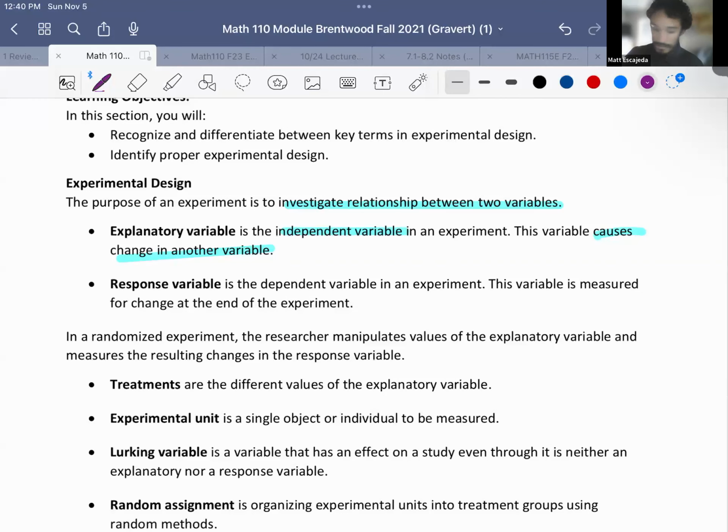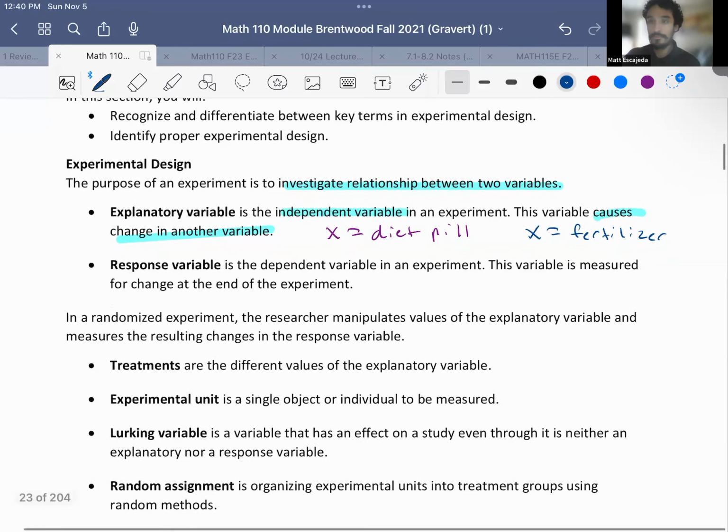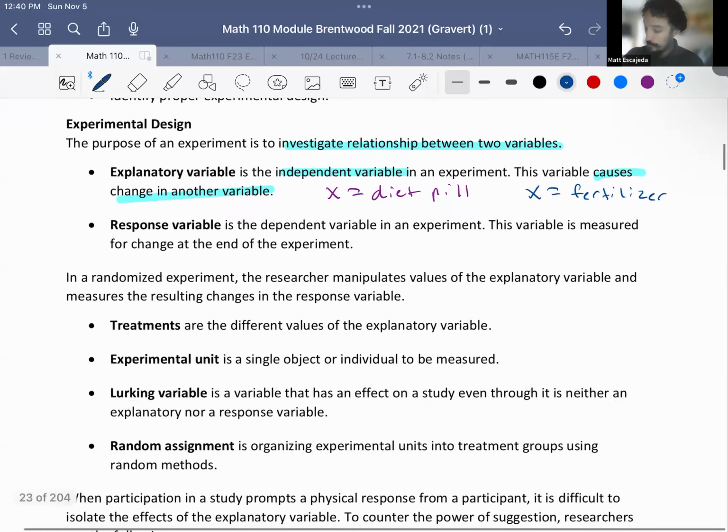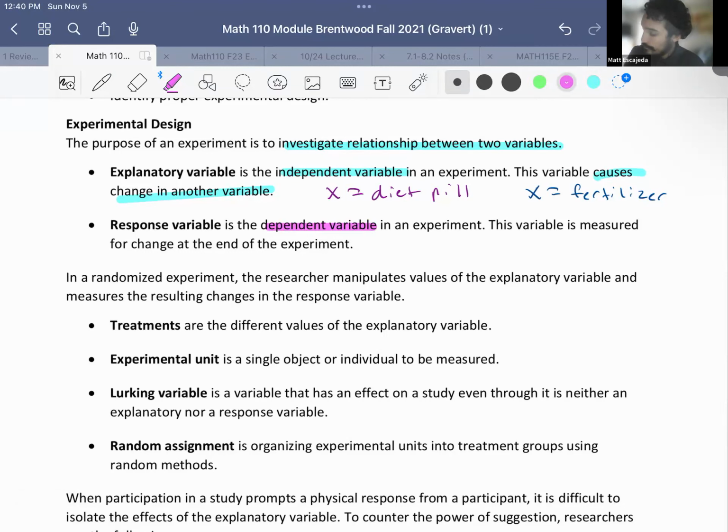So let's say capital X, we're talking about a diet pill. And then for capital X, for a second example, we could use a fertilizer. Okay, so we're going to be looking at two different types of examples at the same time, just to give a little more reference. And so our second type of variable is a response variable. And so this type of variable is the dependent variable in the experiment, and then it is measured for change at the end of the experiment.